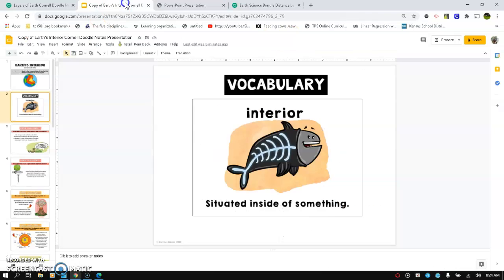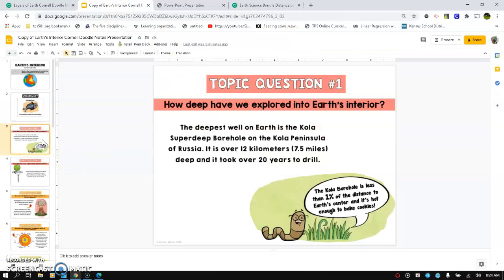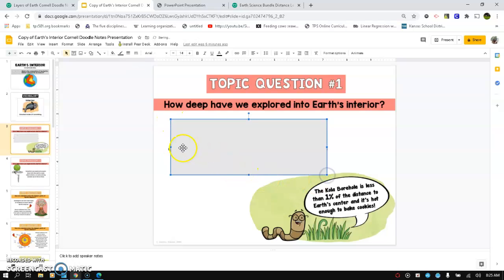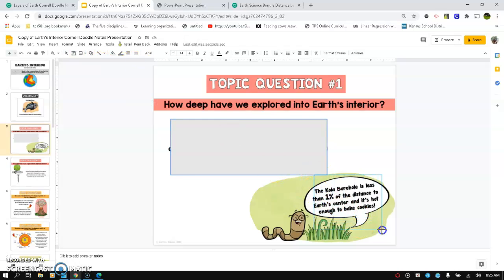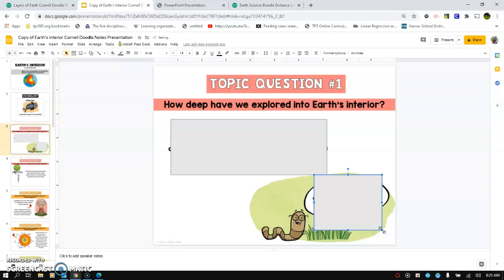Okay, so topic 1 is, how deep have we explored into the Earth's interior? This is not intended to have you not do it. It's just so that you can take it step by step. How deep have we explored?